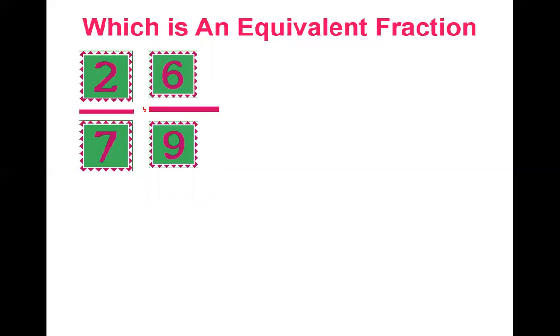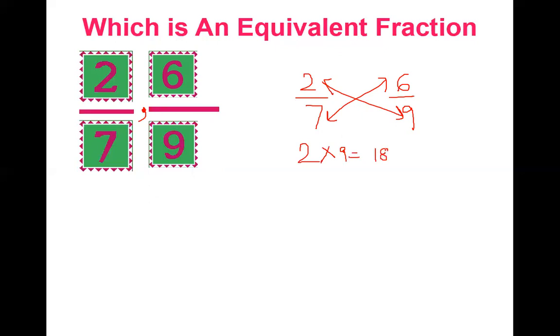So here we have a pair of fractions, 2 by 7 and 6 by 9. In the same way, firstly you have to write the fractions 2 by 7 and 6 by 9. Just leave a little bit of space to put a cross multiplication symbol. Now we are going to multiply 2 into 9. 2 multiplied by 9 is equal to 18, and 7 6s are 42.